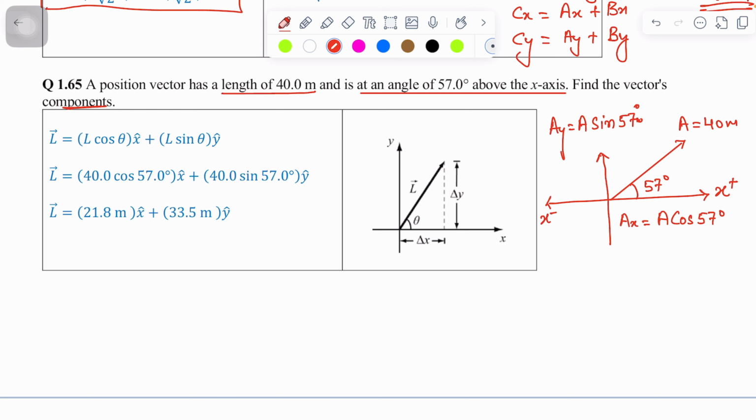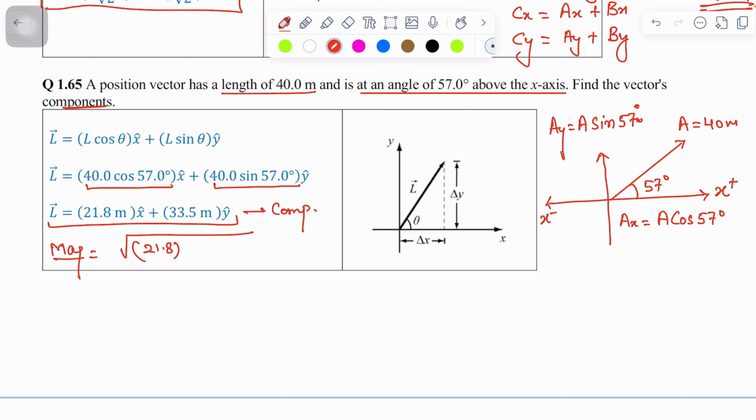We have the components. So this is your 40 cos of 57 degree, 40 sine of 57 degree, and these are called your components. You can find the magnitude. How to solve the magnitude? Root of 21.8 square plus 33.5 square, and direction theta is equal to tangent inverse 33.5 divided by 21.8. Clear? Whenever a question like this comes, you can solve it easily.